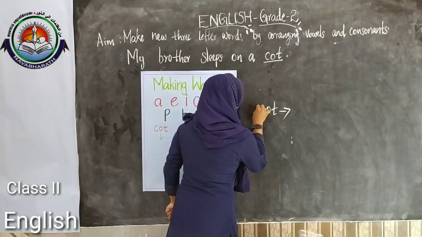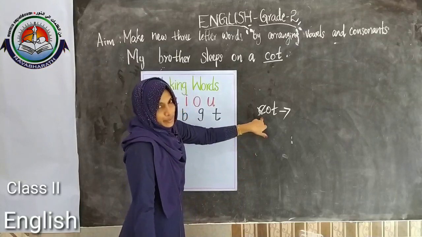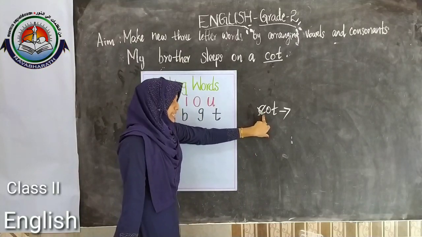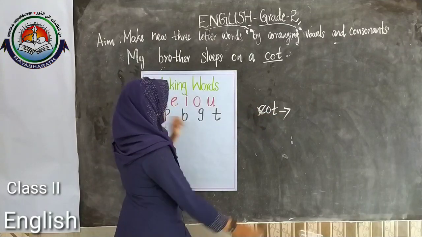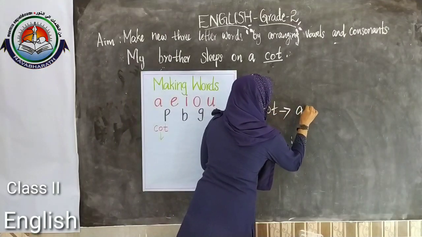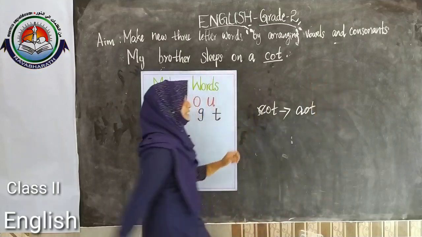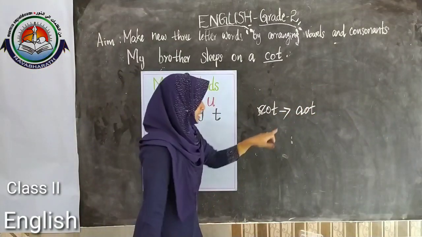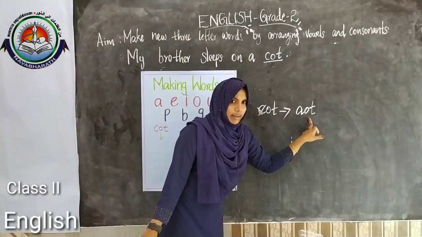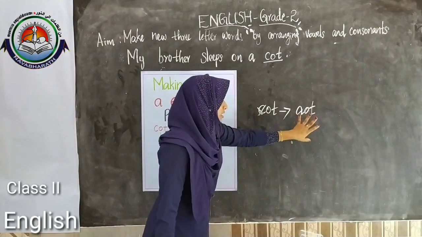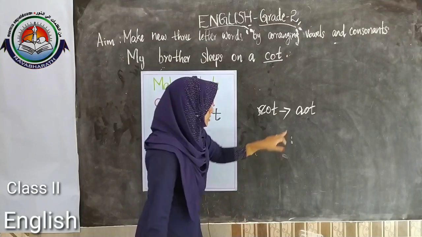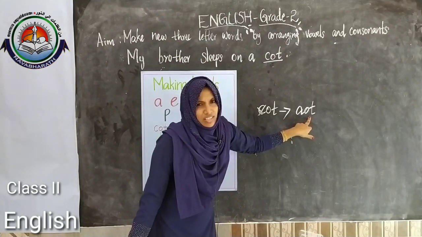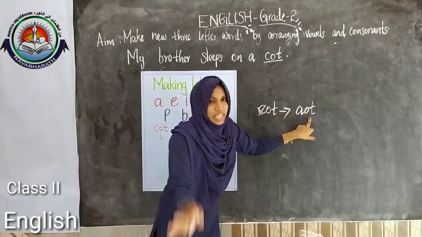So this we will remove. We will remove this letter C, and instead of it we will add a letter. It is A. A-O-T. Can you read out this word? Does this word have any proper meaning? No, we can't read this word properly. This is a meaningless word.